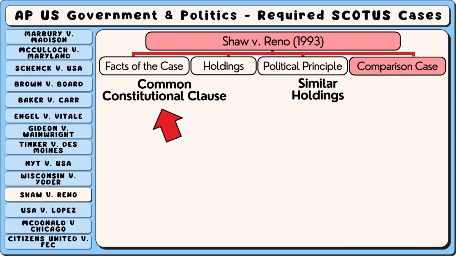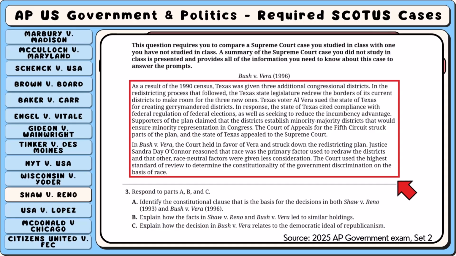Now let's identify the common constitutional clause between Bush versus Vera and Shaw versus Reno. Both cases deal with the Equal Protection Clause of the 14th Amendment, which is used as the basis for challenging race-based gerrymandering. Be aware that in the exam, students didn't get a clue about which clause was used in Bush versus Vera. They were expected to be able to identify that the Equal Protection Clause was the clause that was used because it's the clause that allows courts to hear cases about racial gerrymandering. And you would know that the Equal Protection Clause underpins racial gerrymandering challenges because you already have strong knowledge of the facts in Shaw versus Reno.